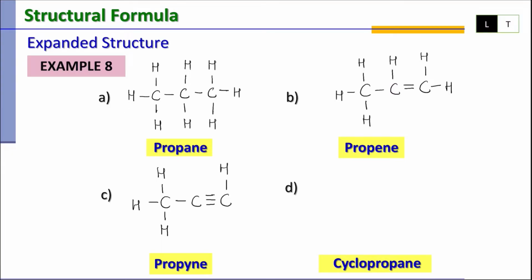Last one, kita ada cyclopropane. So, cyclopropane, C3H6 adalah cyclic structure. Bila cyclic structure, kita akan pastikan carbon atom kita connected to each other in a cyclic form. So we have 3 carbon atoms for cyclopropane. So I'm going to start here, bonded to here, and bonded to another carbon. So we have 3 carbon atoms.